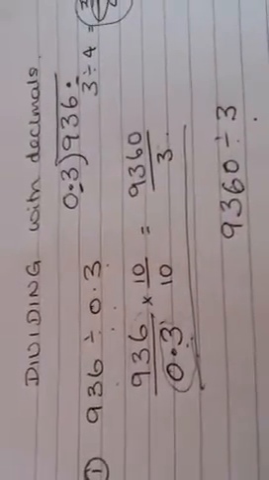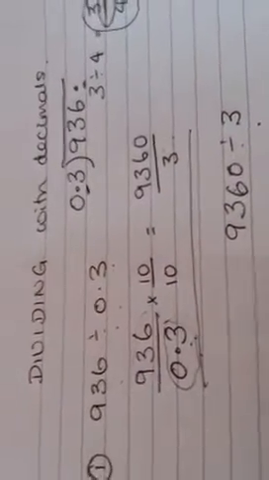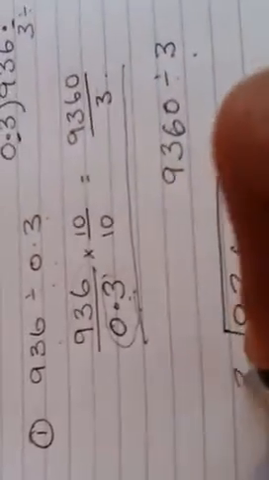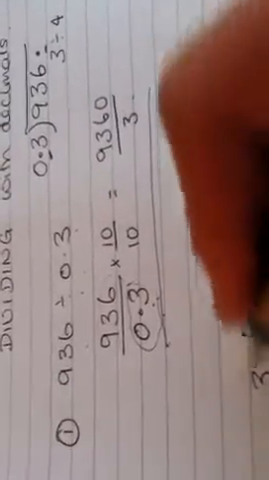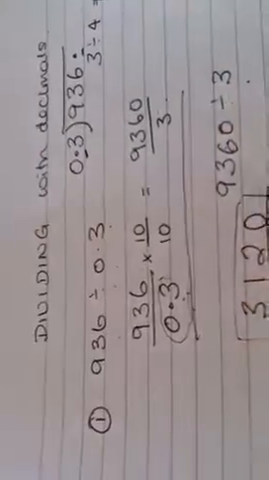So we've got 9,360, we're going to use the bus stop method, and we're going to divide it by 3. 3s into 9 go 3, 3s into 3 goes once, 3s into 6 go 2, and 3s into 0 don't go. So that's your answer. 3,120.